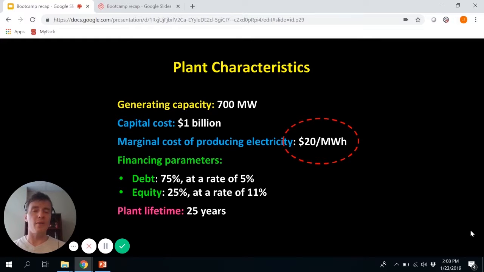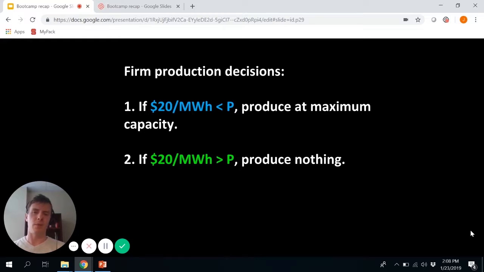We didn't derive it from specific cost information. We just assume here that it's $20 per megawatt hour. So we can actually fill in that information here in these rules of thumb.